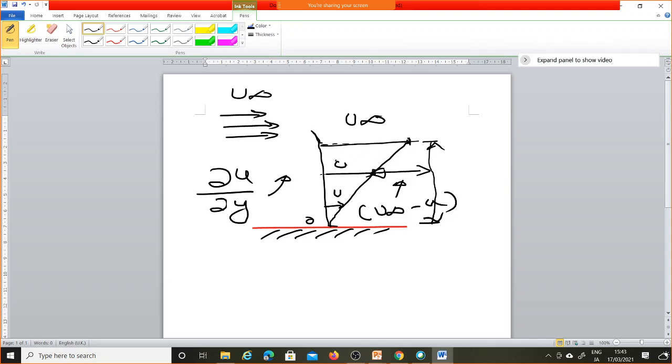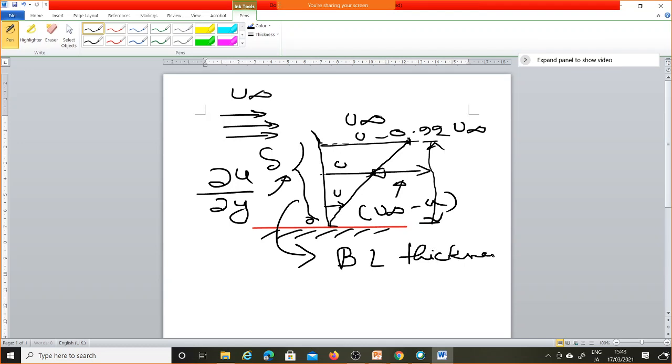Okay, so here we have a distance, for example, delta. If this u is 99%, 0.99 of u infinity, if you consider a distance from the wall to a point where the velocity is 99% of the free stream velocity, that distance is known as boundary layer thickness. It means the thickness of the boundary layer. And what is a boundary layer? Boundary layer is the layer where we have a loss of flow.